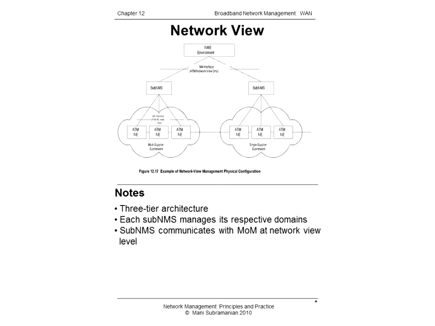Now in this figure, we have an example of network view management physical configuration. It consists of 2 ATM networks, one a single supplier subnetwork and other a multi-supplier subnetwork. Each subnetwork has its own sub-NMS, which is managing its network element, and in single supplier subnetwork, which is shown on the right side, the sub-NMS has only an ATM NE view.